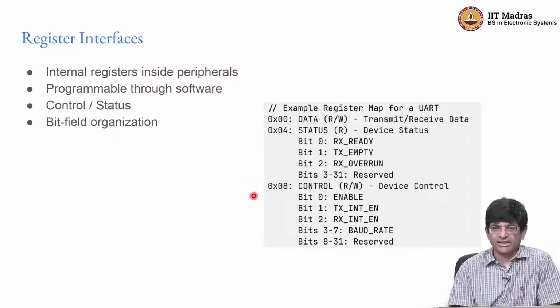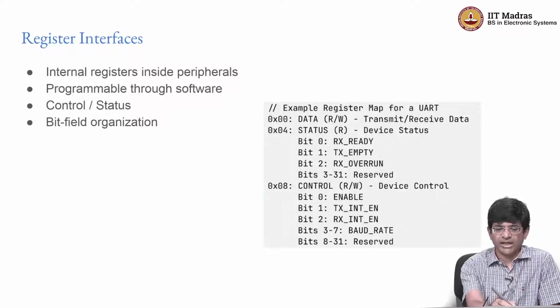Register interfaces is something that we have already seen, right? Effectively what happens is that each peripheral has a certain set of internal registers which allow you to programmatically control the behavior of the peripheral or to check the status of the peripheral. And most of the time this is done through some kind of bit field organization. The point is that for the most part the peripheral by itself has certain status bits, but from the software point of view it is not easy to go and check individual bits directly. What is done instead is to group several of these bits together.